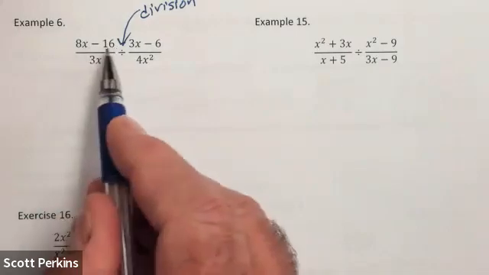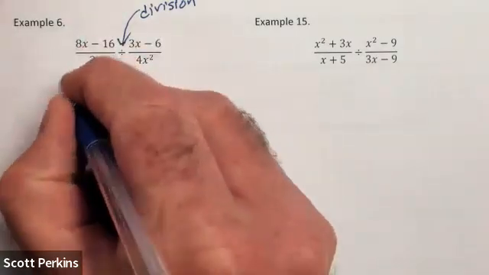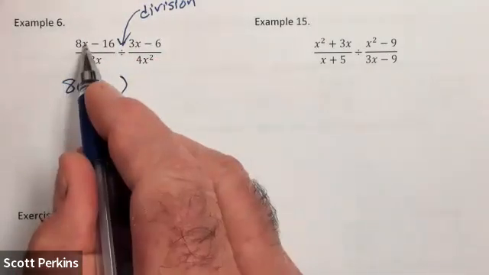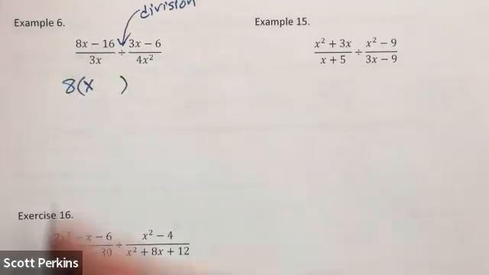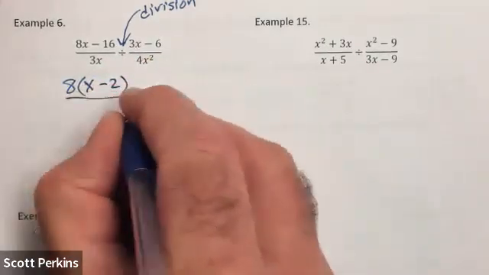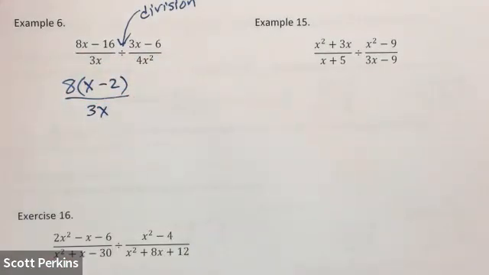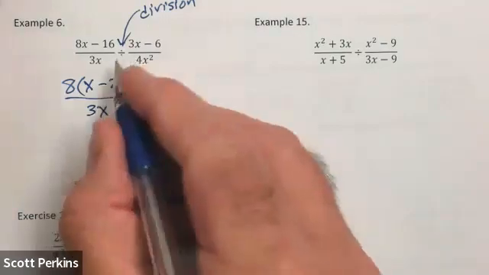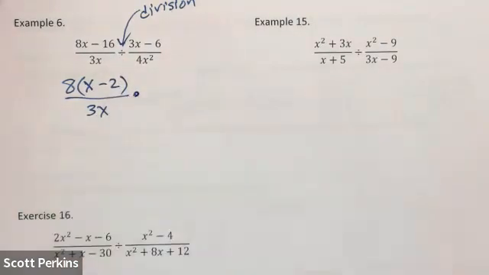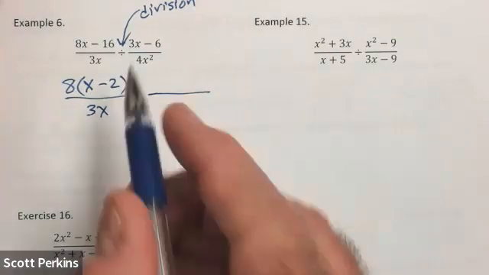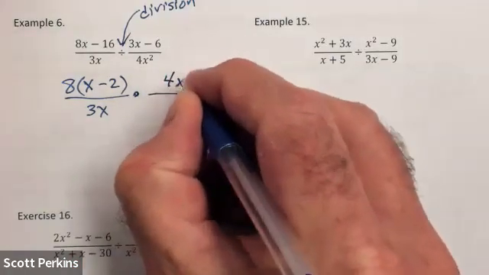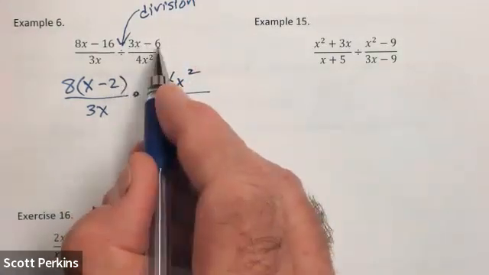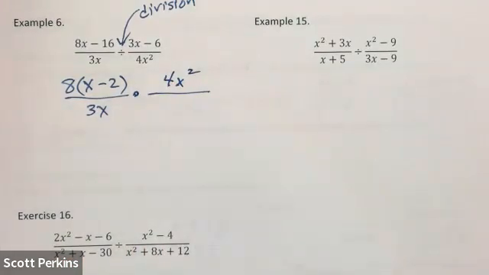So 8x minus 16, they have a common 8, so I'm going to factor it out. So 8x, factor out the 8, leaves x. -16, factor out the 8, that's -2. 3x is just a term. And now here's what I'm going to do. I'm going to change that division to multiplication. And now in the second fraction, I'm going to flip it. So the 4x squared that's in the bottom is going to come up to the top. And then the 3x minus 6 is going to be in the bottom. And I'm just going to factor that as well.